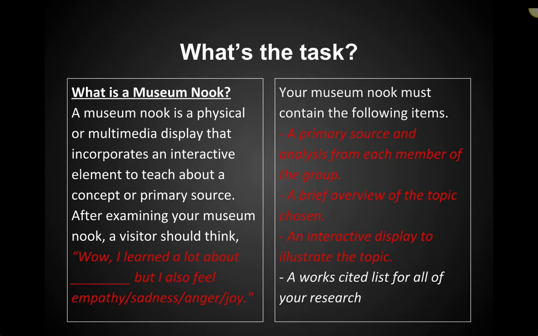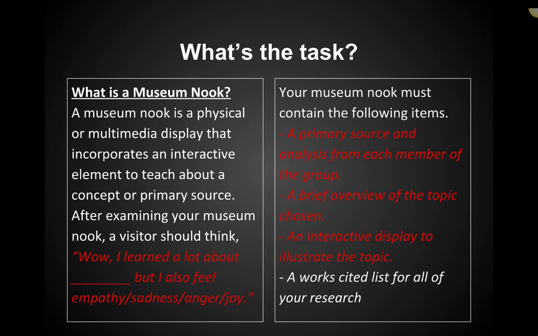Now, again, just a reminder here, this is from the original assignment sheet. What is the nook? The objective is that people should, that sentence on the left there, I learned a lot about blank, but I also feel something. I feel some kind of emotion, whatever you want. Empathy, sadness, anger, joy. Okay? The more specific your sentence is on the left, the better a job you'll be able to accomplish your goal. So spend some time thinking about what the goal is for the museum.